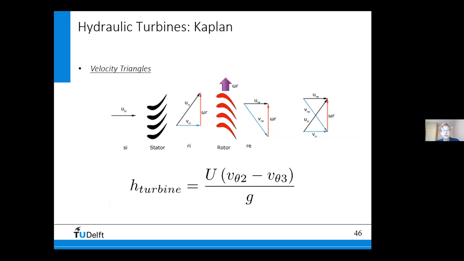That shows all the velocity triangles. So you normally have a stator to get the right inlet conditions for the rotor, and then with the Euler equation you can calculate the head of the turbine, like the normal Euler equations, and there you can calculate the power generated by the turbine.